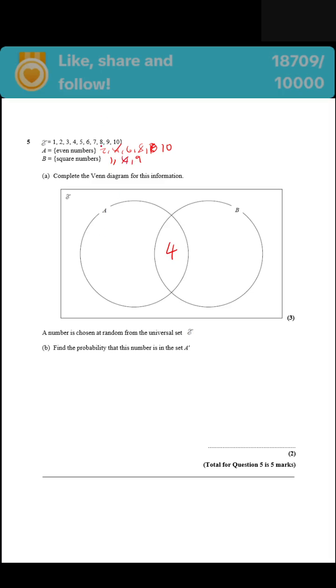We still have a 2, 6, 8 and 10 on the left-hand side for A. So we place this up here. So we've got 2, a 6, an 8 and a 10. And then for the square numbers, we've not used the 1 and the 9, so they go into this section.